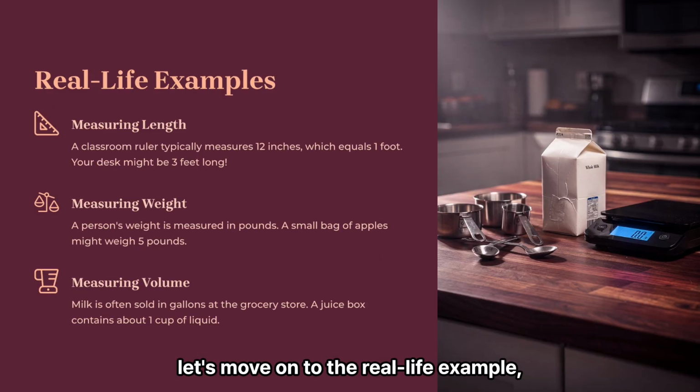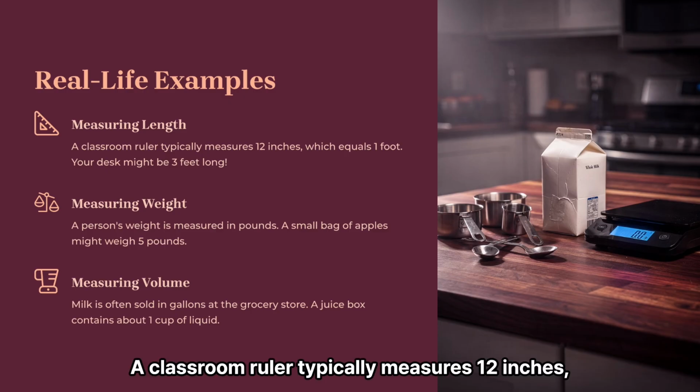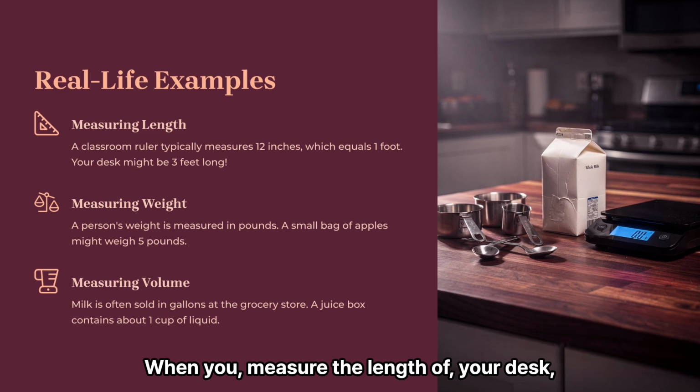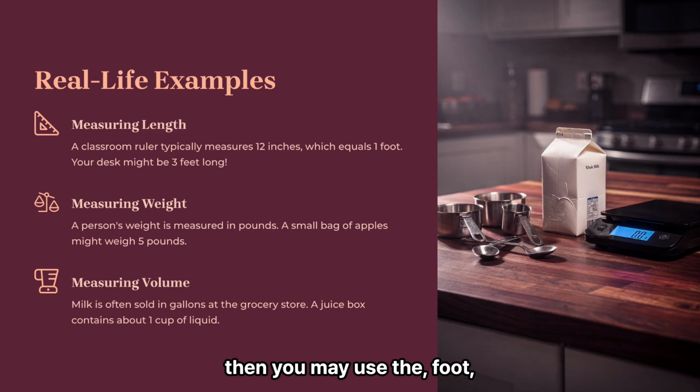Okay, let's move on to real-life examples, measuring length. A classroom ruler typically measures 12 inches, which equals 1 foot. Your desk might be 3 feet long. When you measure the length of your desk, then you may use the foot as the unit of measurement.